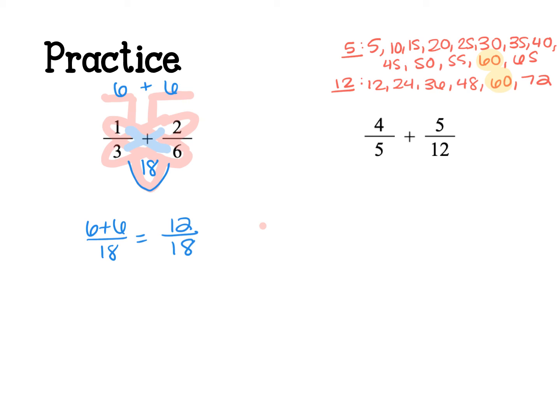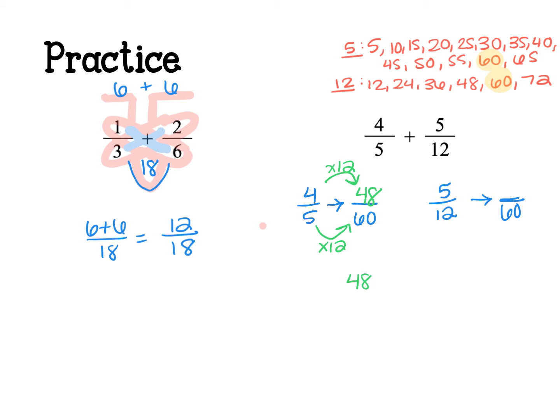So I need to take 4/5 and change it into a fraction that has a denominator of 60, and 5/12 and change it into a fraction that has a denominator of 60. I need to create those equivalent fractions. To get from 5 to 60, I multiply by 12, and 4 times 12 is 48. So my equivalent fraction will be 48 over 60. To get from 12 to 60, I multiply by 5. So my new fraction will be 25 over 60.